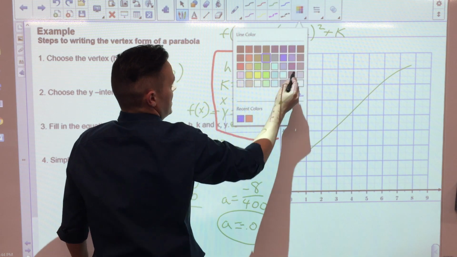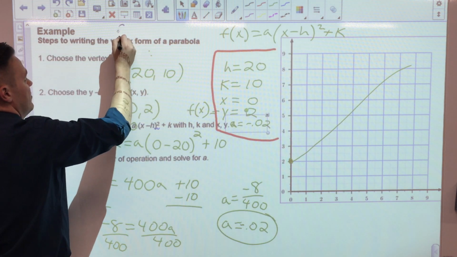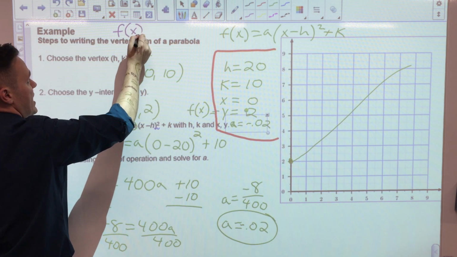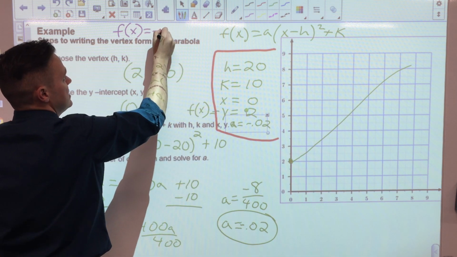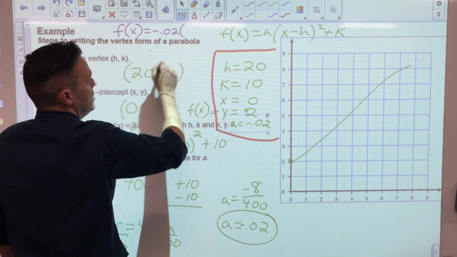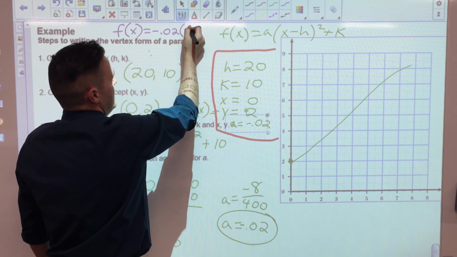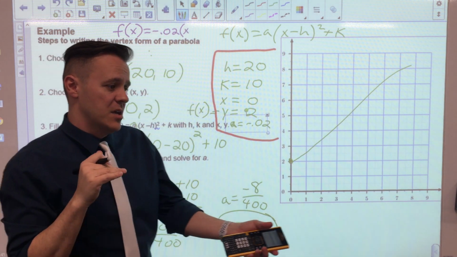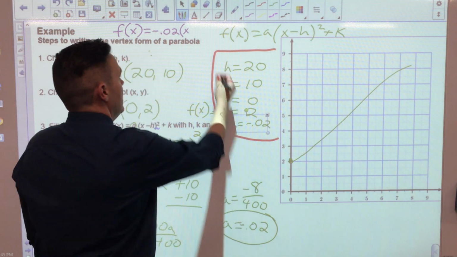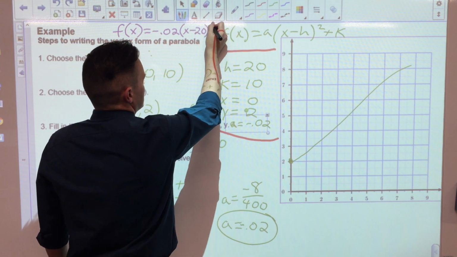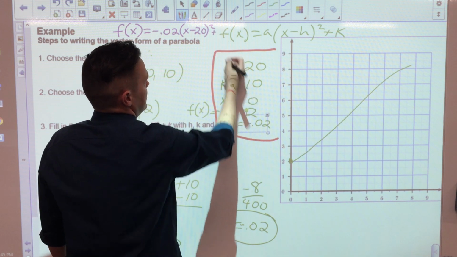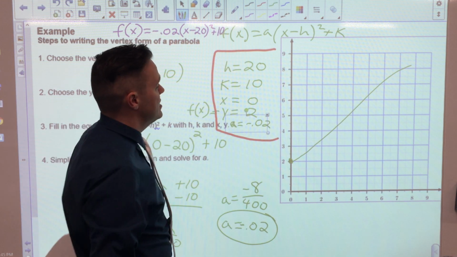The vertex formula in this case would be, at the very top, you'll see it says f of x equals, and then you put your a value. In my case, it's negative 0.02, all right, and then it's going to be x, because this is an equation I can put into a graphing calculator. x minus h, which is 20, square that baby, plus 10. There is my h-k formula.